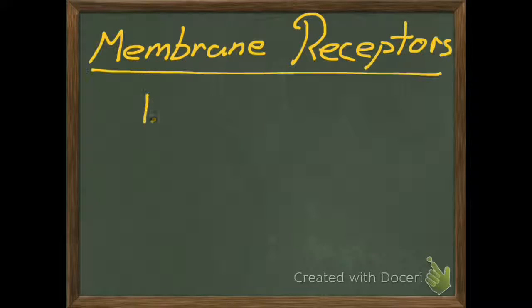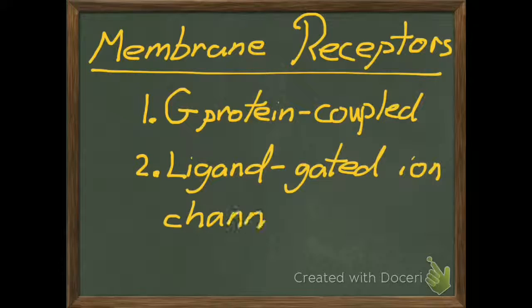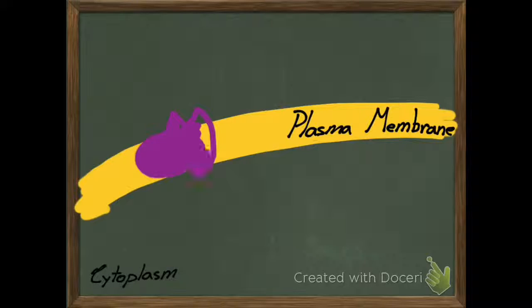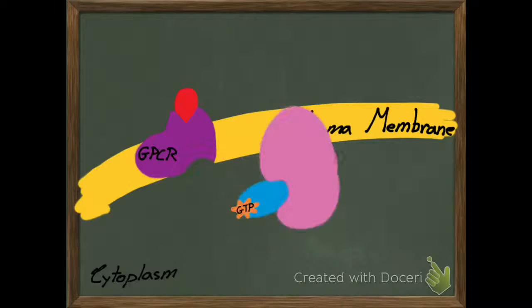There are two types of membrane receptors. The first is the G protein coupled receptors, and the second is the ligand-gated ion channels. The G protein coupled receptor lies on the plasma membrane. When a signaling molecule attaches, the G protein will come and bind to the GTP. If GTP is bound, then the G protein is inactive. When it is unbound, it activates and causes a cell response.